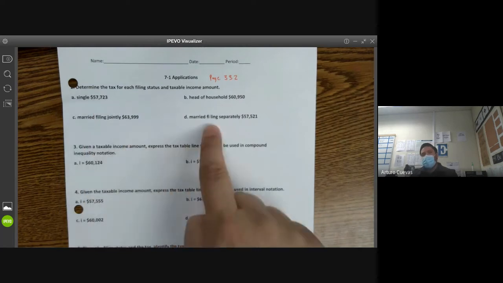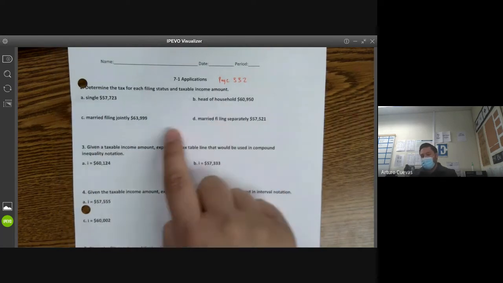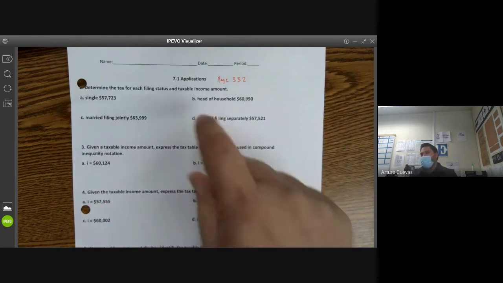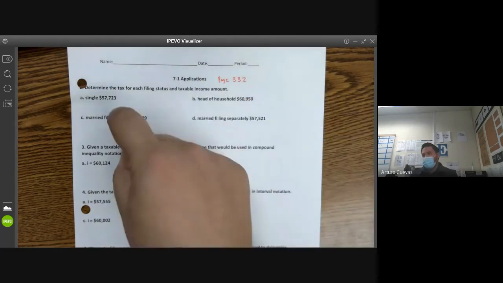Is this multiple choice? Like, is the right answer one of these 4? No, you have to do this 4 separate times. Okay.